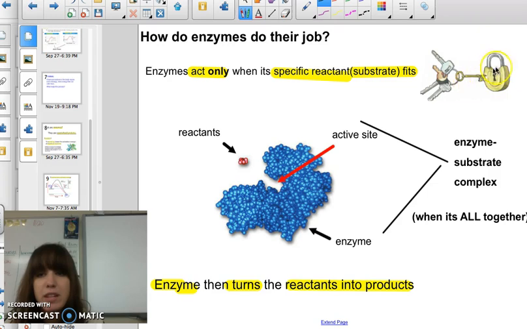Oh, I also like to mention the analogy that it's like a lock and a key. The lock being the enzyme, the key being the substrate. And so only specific keys can unlock certain locks.